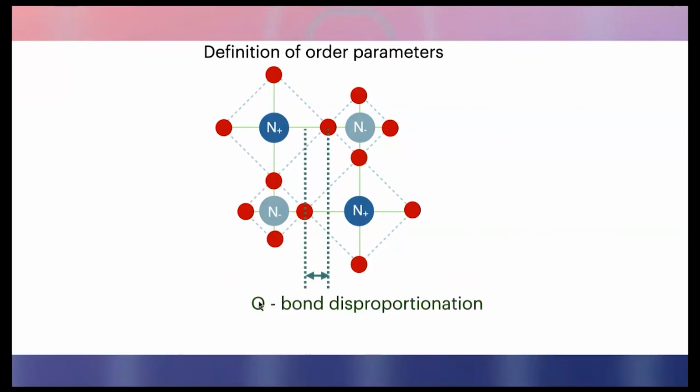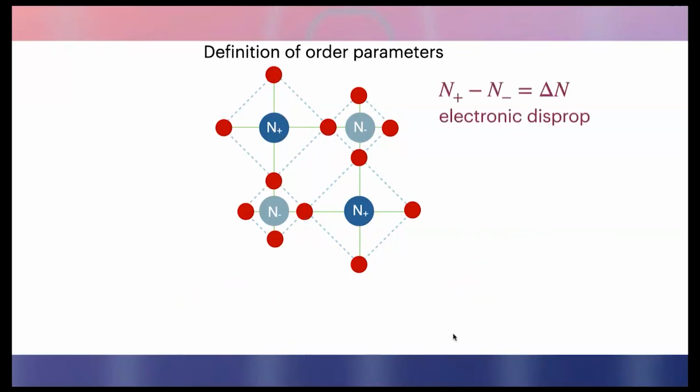Right, so we have a Q, which we use to describe the bond disproportionation. So how different are the nickel-oxygen bond octahedra in the big octahedron from the small octahedron. This can be just a difference in average bond length. And to describe the electronic disproportionation, we use this difference in electron occupancy of the EG antibonding orbitals. And again, it's important to specify antibonding because if we were using an atomic-like picture, then there would actually be no difference in charge.